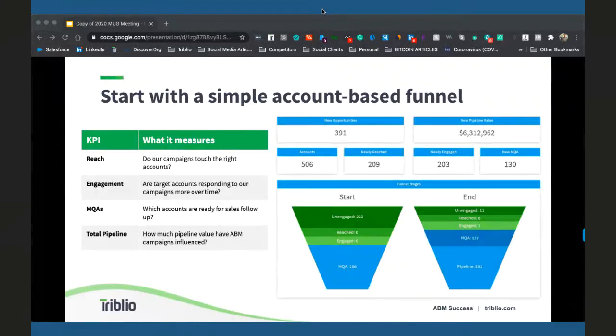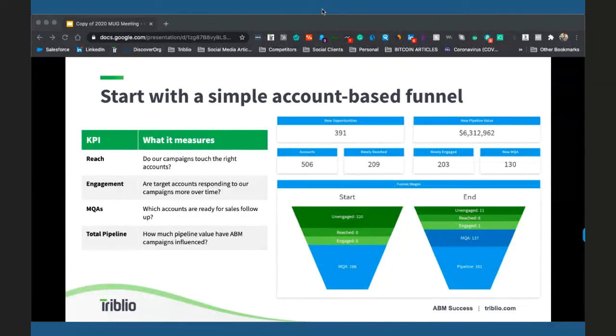So I talked about Financial Force previously. When they first started with Triblio, they were about 80% demand gen and tracking 20% ABM metrics. By the end of the first 12 months, they had flipped that. So they were doing more ABM focus metrics versus demand gen focus.